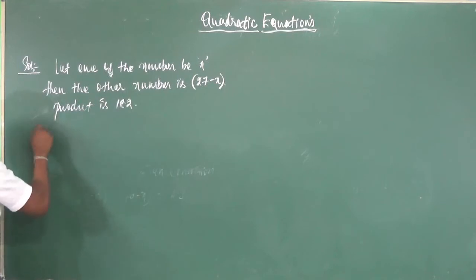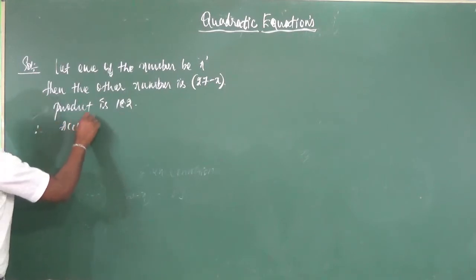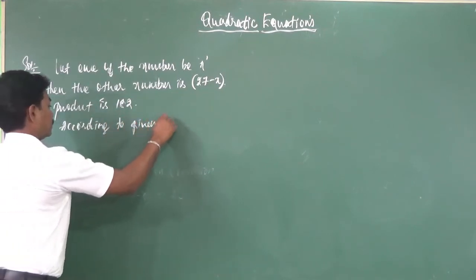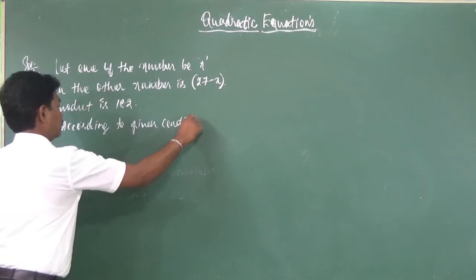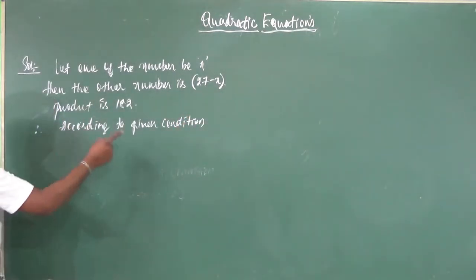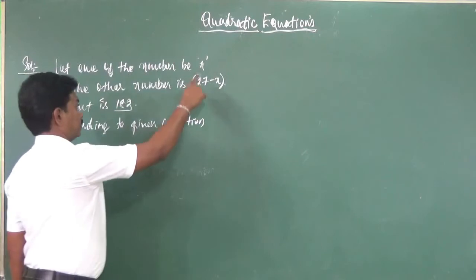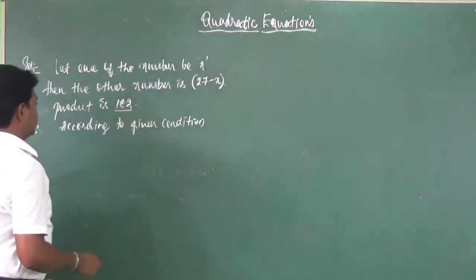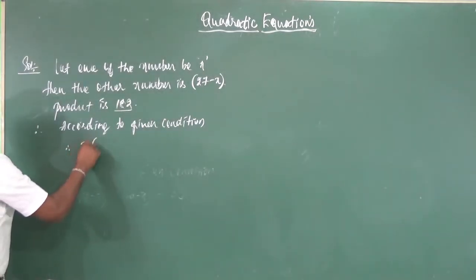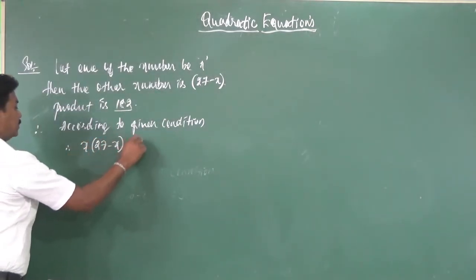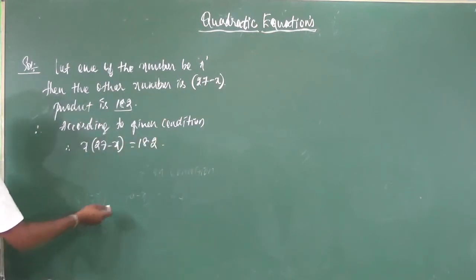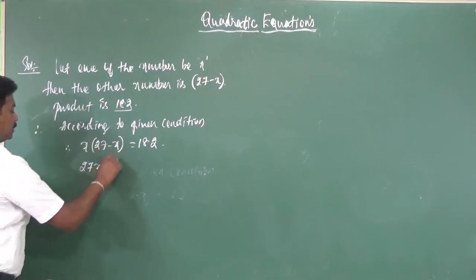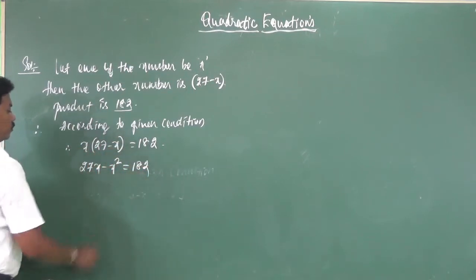So, according to the given condition, the product of two numbers is 182. The first number is x, the second number is 27 minus x. The product of these two is 182. So therefore, x into 27 minus x is equal to 182. Right, we'll multiply. x into 27 is 27x, x into minus x is minus x square, is equal to 182.